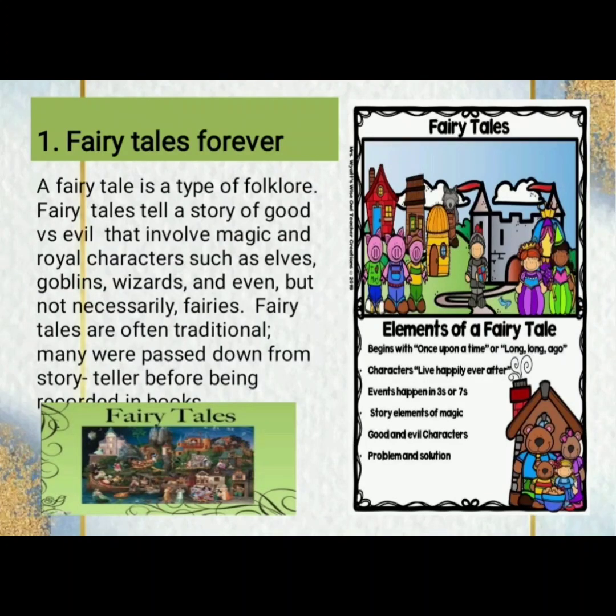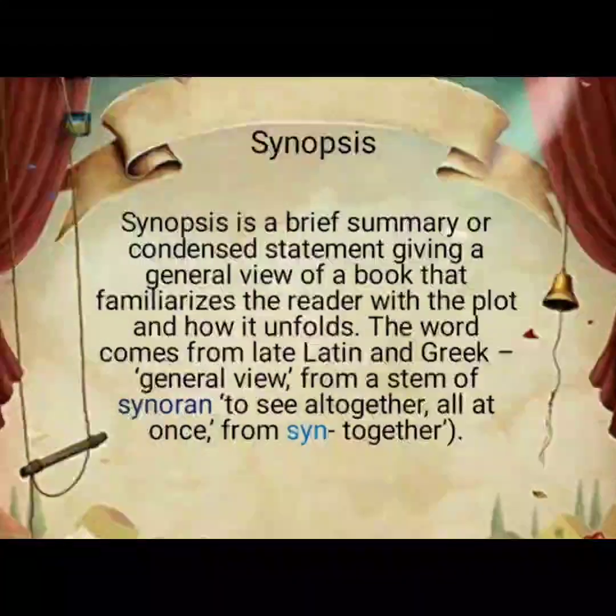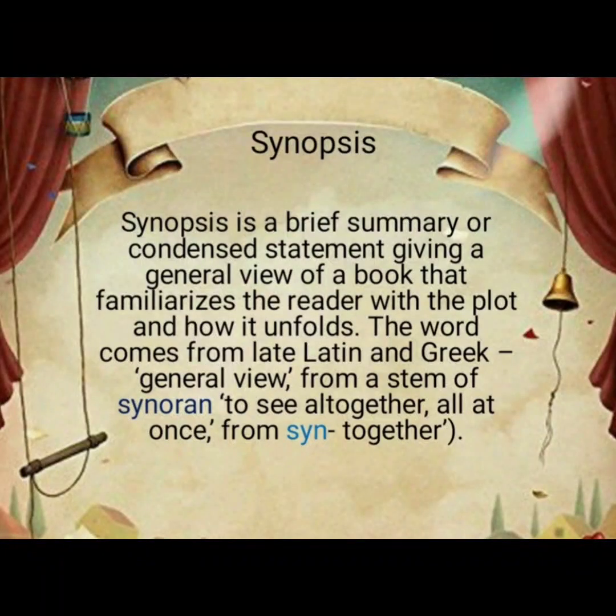Fairy tales are retold around the world in different versions. Here you will read a synopsis of a traditional Persian tale about Sitare. But let me first explain what is a synopsis. Synopsis is a short description or summary of the contents of something, such as a book or film. The word synopsis comes from late Latin and Greek word synoren, which means to see all together.